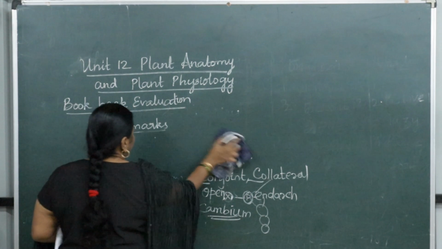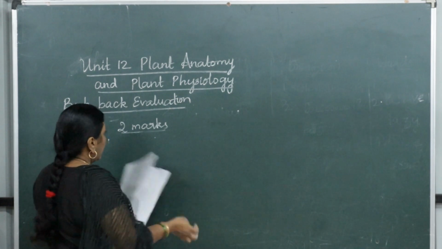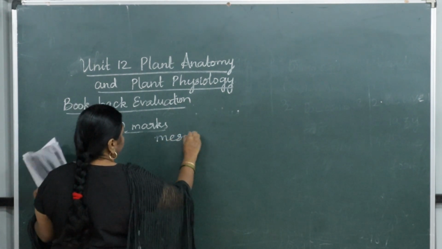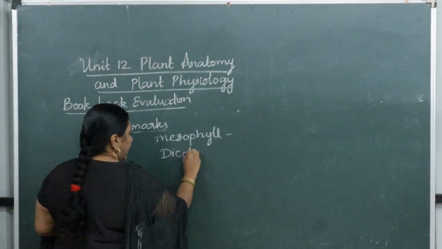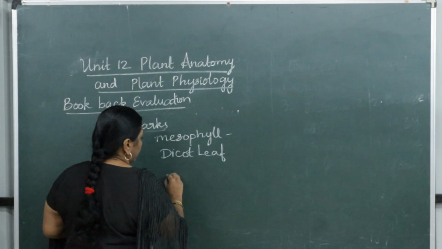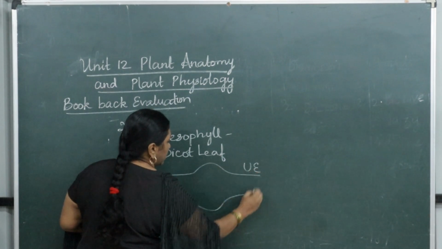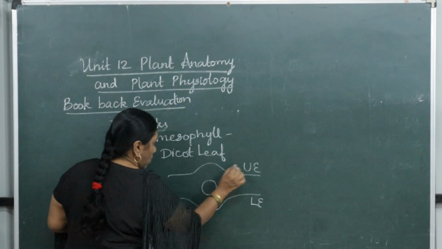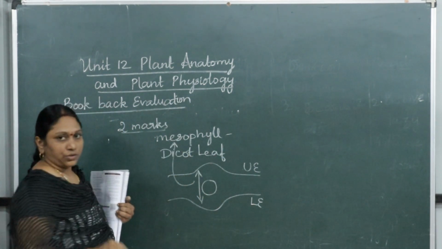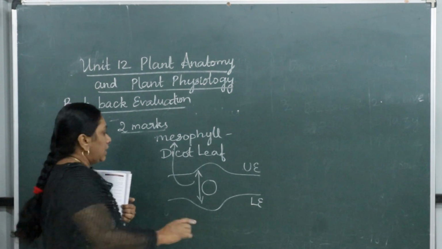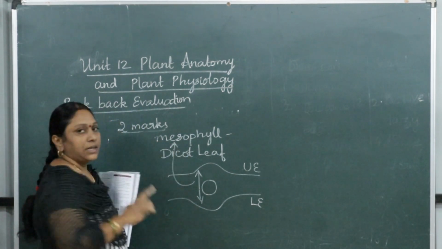Next question. Write a short note on mesophyll. In a dicot leaf, this is the upper epidermis, this is the lower epidermis. The tissue present between the upper and lower epidermis is called mesophyll. What is mesophyll? The tissue present between the upper epidermis and lower epidermis is called mesophyll.